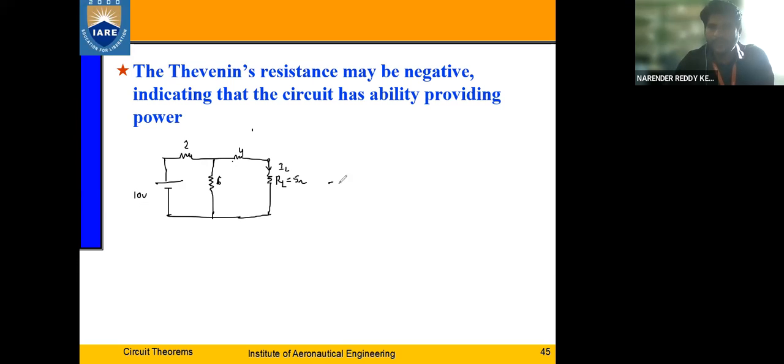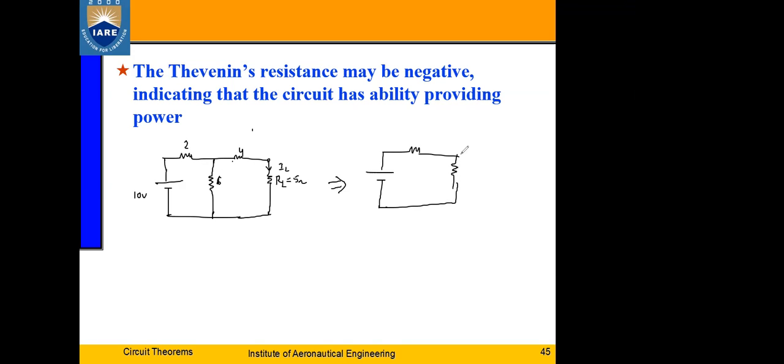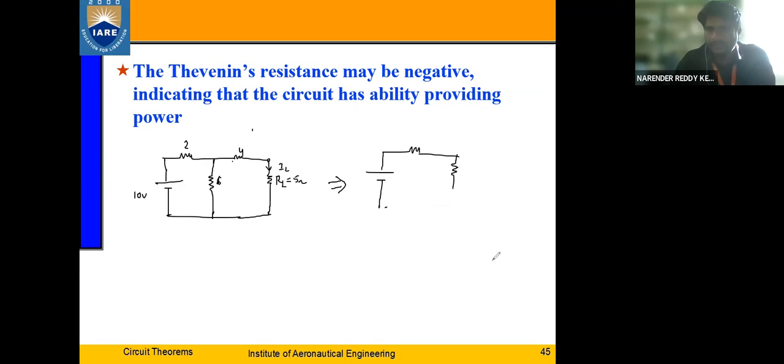According to the Thevenin statement, the whole circuit has to be reduced to a simple circuit which consists of elements. What are the elements that have to be present in a Thevenin's equivalent circuit? One is RTH, another one is VTH, and the third one is RL. So let us assume that this is terminal A and this is terminal B. Are you following?